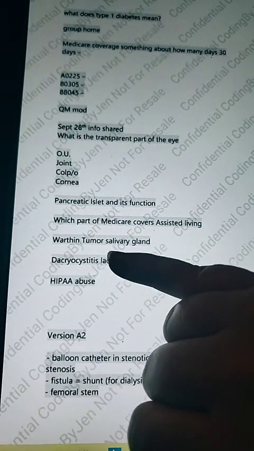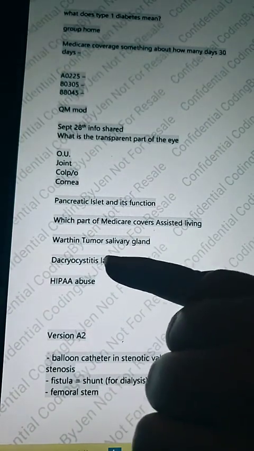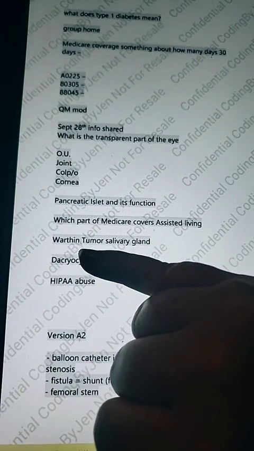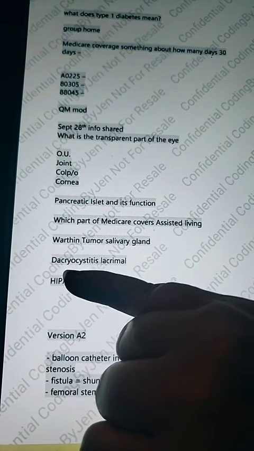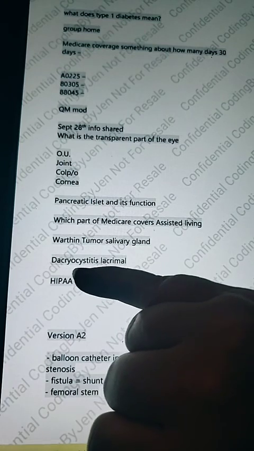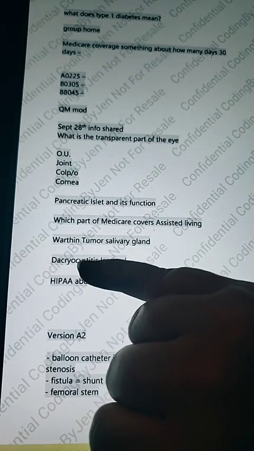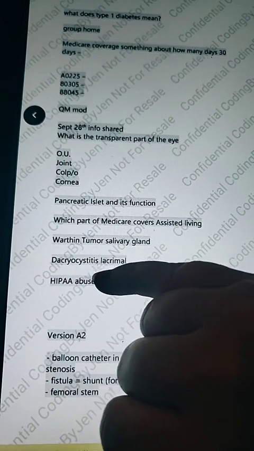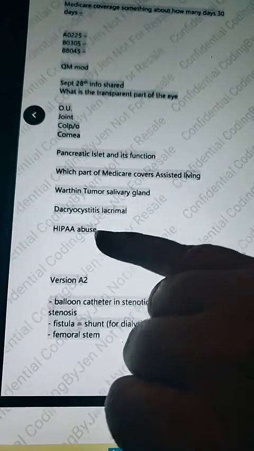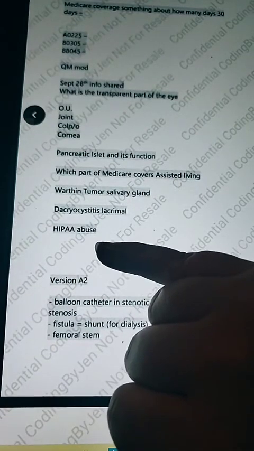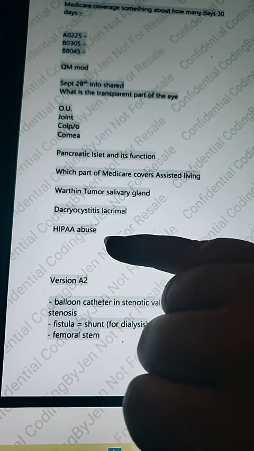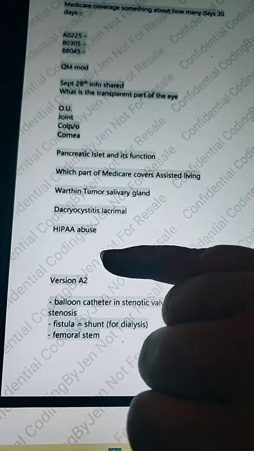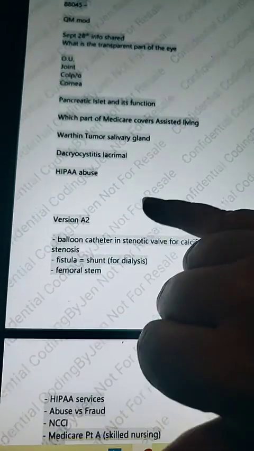The Warthin tumor is in your salivary gland. Be sure you know there's a war in your mouth, right? Just think war goes with mouth. Dacryo, I always think about Draco crying in Harry Potter. Draco was crying, so that's my tear duct. HIPAA abuse, be sure you understand what is under HIPAA and what isn't. Like workers' comp is not under HIPAA, just in case you didn't know.